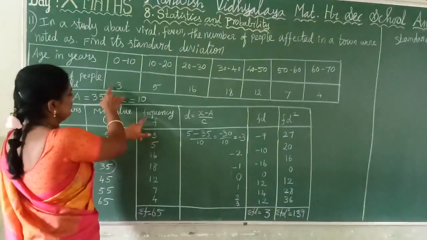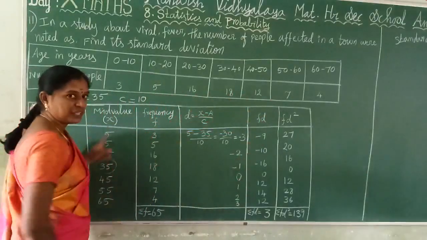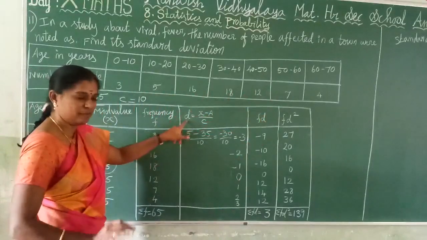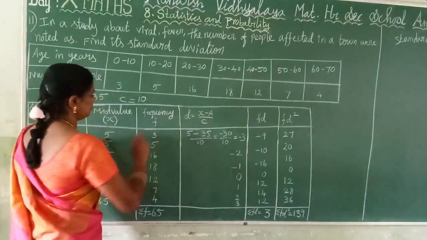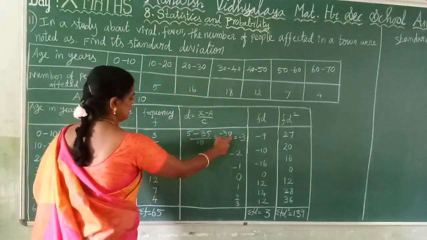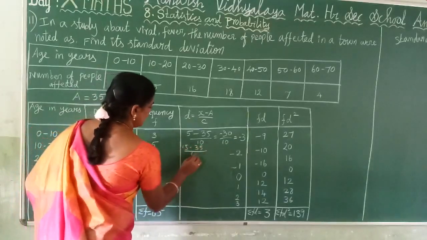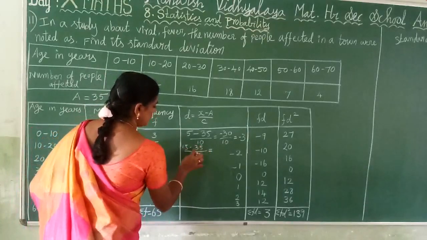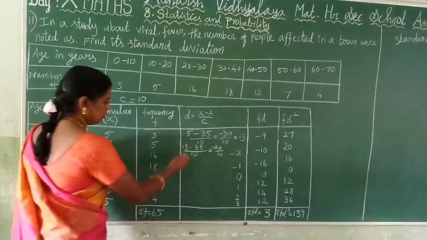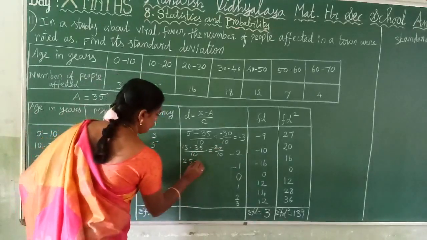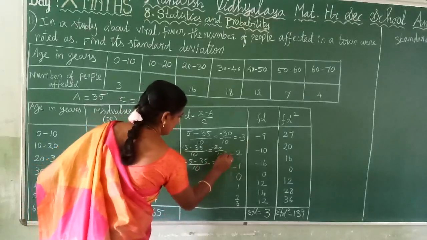And the frequencies are already given: 3, 5, 16, 18, 12, 7, 4. So write them in the same place. And D, as in the last question model, we can do by the same method. Substitute x minus a, 5 minus 35, by C, 10. So 5 minus 35 is minus 30, by 10, minus 3. Next 15 minus 35 by 10. So what is the answer? 15 minus 35 is minus 20, by 10, minus 2. The same thing: 25 minus 35 by 10 is equal to minus 10 by 10, equal to minus 1.